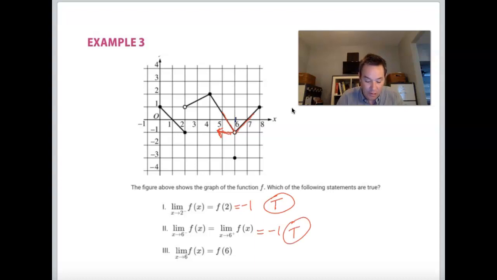Now what about the overall limit of f of x as x approaches 6? Is that equal to f of 6? Well, in this case, we just found out that the limit is -1, but f of 6 is defined where that point at 6 is filled in. So in that case we do care what's going on at 6. And at 6, f of 6 is clearly defined as -3. So these are not equal. This one is false.